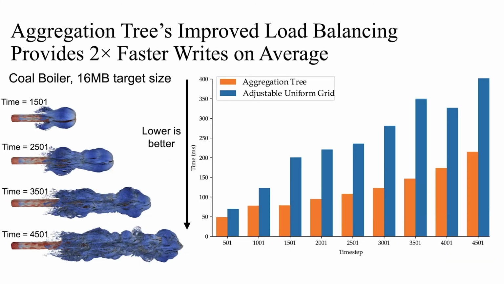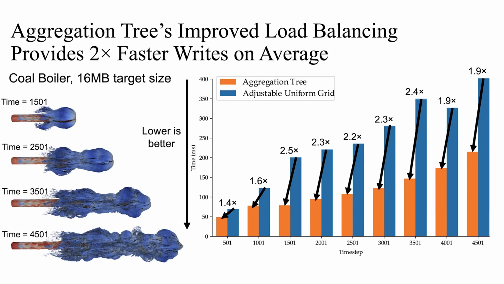This plot compares the total I/O pipeline time of the two approaches, so the entire time from calling the write method to returning back to the simulation control on the coal boiler time series. Orange shows our aggregation tree, and blue shows the adjustable uniform grid. Here we're showing I/O time, so lower is better. What I want to point out is that the improved load balance provided by the aggregation tree allows it to achieve on average 2 times faster writes compared to the adjustable uniform grid.